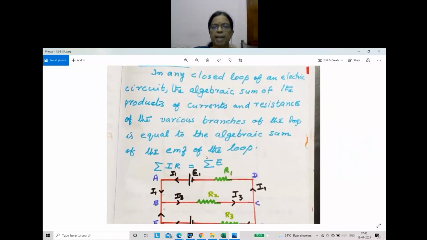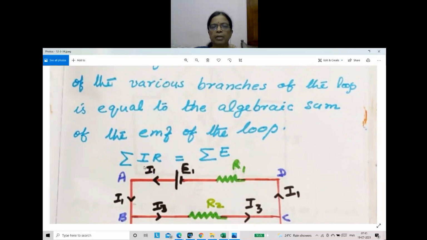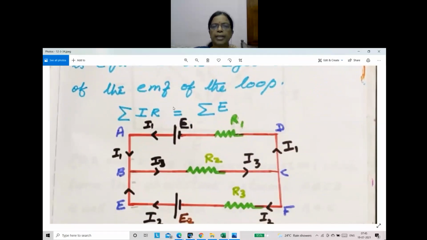Algebraic sum of the product of current and resistance, I into R, sigma I into R. Sigma means sum. Algebraic sum of the product of current and resistance, sigma IR, is equal to the algebraic sum of the EMF of the loop. In mathematical form it is very simple: sigma IR equal to sigma E. I into R means it is a product of current and resistance.